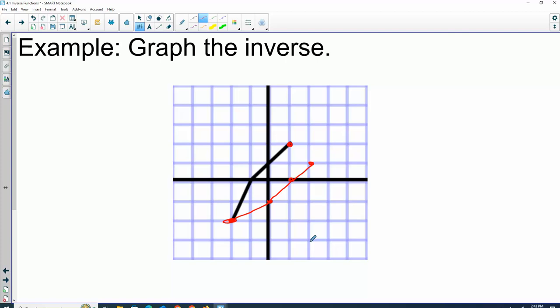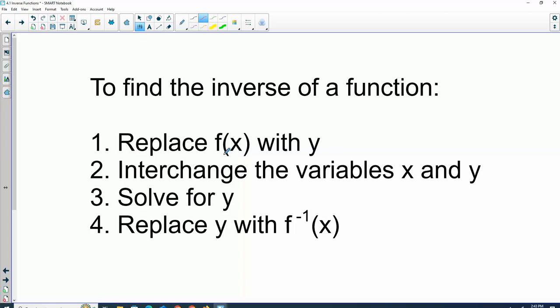So the last thing we want to talk about is how to actually find inverses. So we know that inverses switch x and y. So that's ultimately what we're going to do. We're going to switch x and y. First of all, we need to make sure there's both an x and a y in our equation. So most of them are going to be written in function notation. So the first thing we're going to do is replace that f of x with a y. We know f of x and y are the same thing. We're going to change it to a y so that then we can switch x and y.